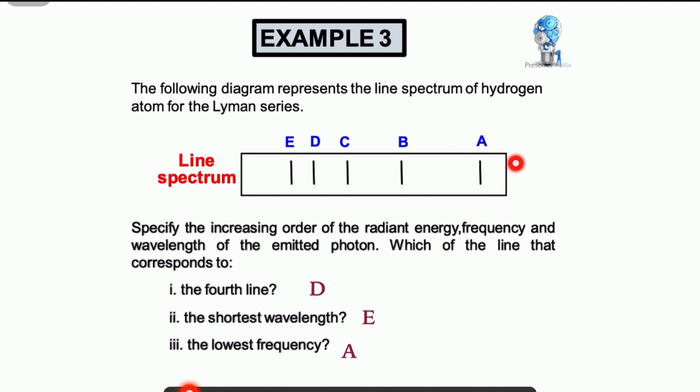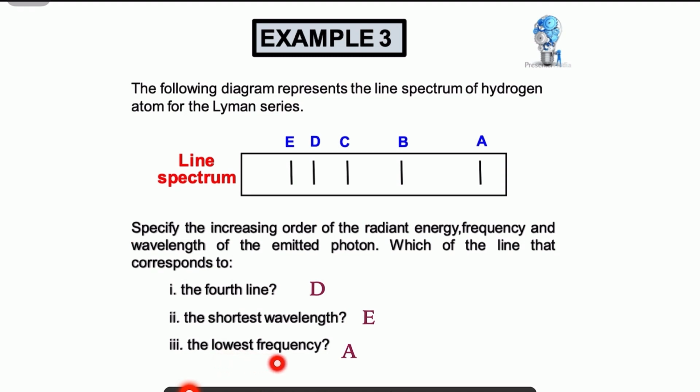The A line has the lowest energy difference, which shows that it has the higher wavelength. The shortest wavelength refers to the highest energy difference, which is E. So for E, we have the highest energy difference but the shortest wavelength. Remember the formula I showed you, delta E equal to hc over lambda. If the energy difference is higher, the wavelength will be lower.